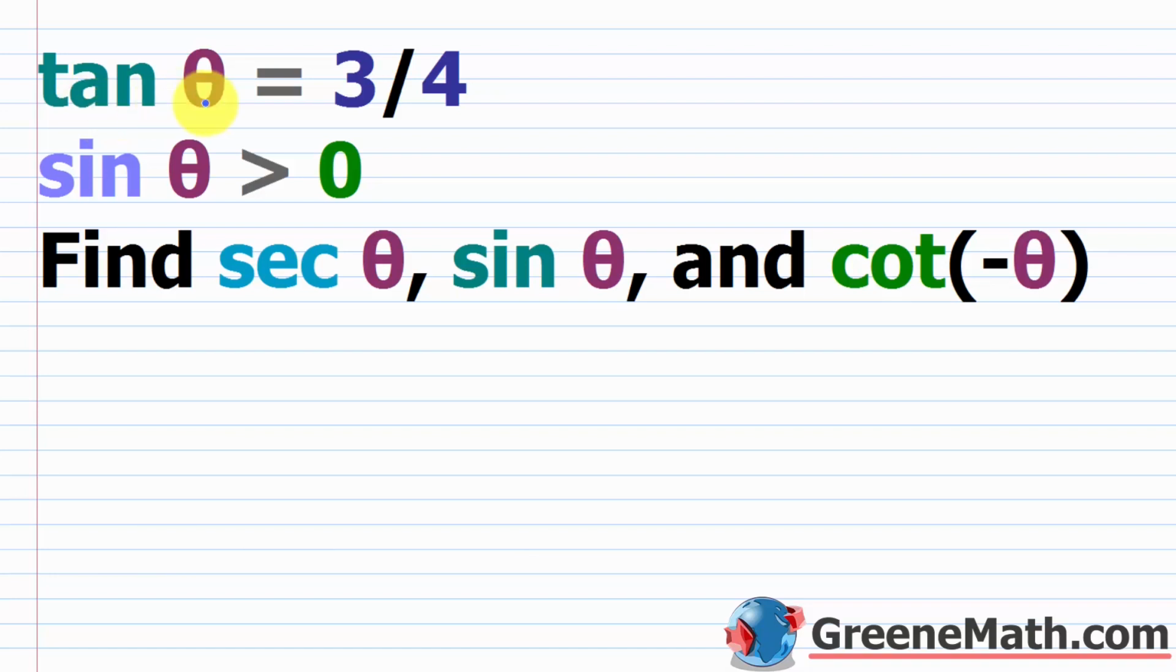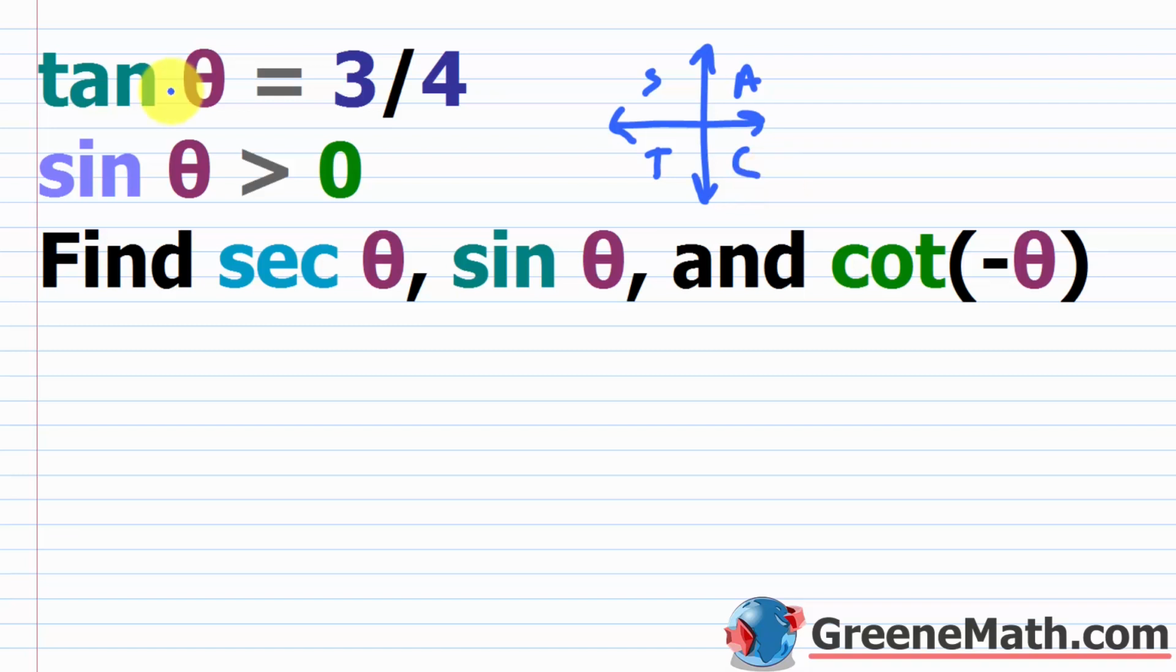So we have the tangent of theta equals 3/4, and sine of theta is positive. Let's stop for a minute. This tells us where we are. Remember, all students take calculus. If I draw a little coordinate plane here, everything is positive in the first quadrant. In the second quadrant, it's sine and cosecant. In the third quadrant, it's tangent and cotangent. And in the fourth quadrant, it's cosine and secant, in terms of what's positive.